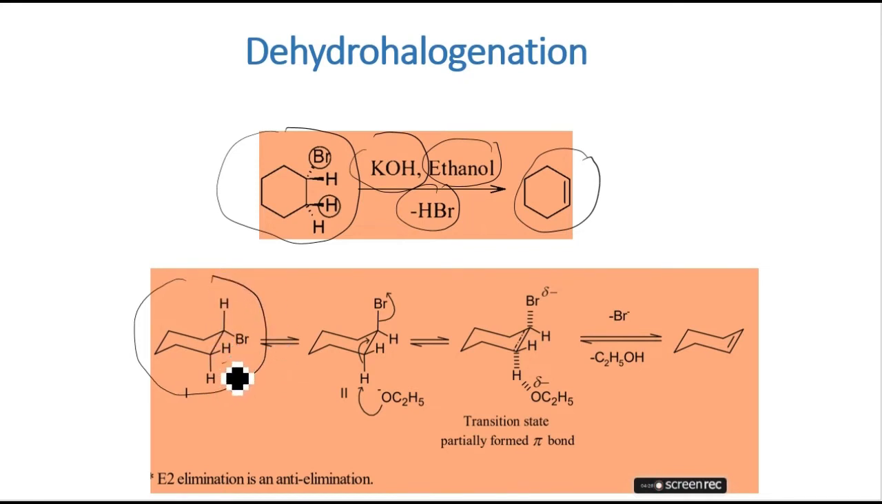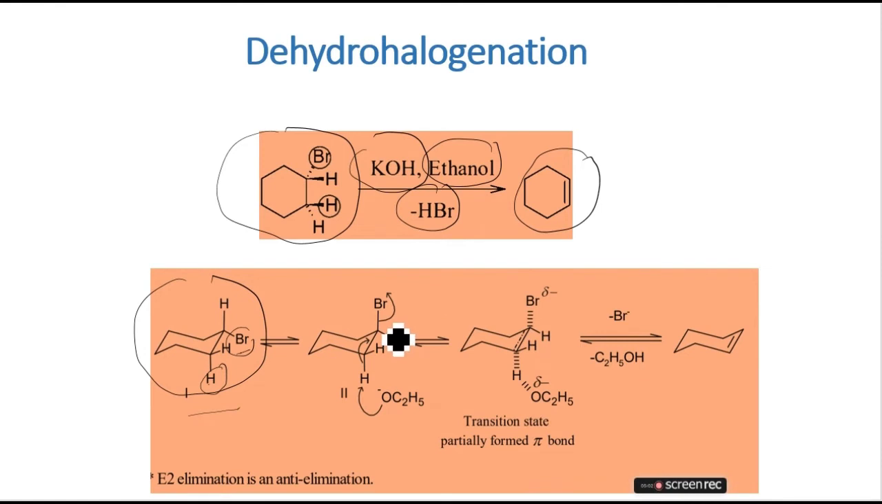In this chair form, this hydrogen and this bromo are in the equatorial position. Both are equatorial positions. This is the axial position, this is the equatorial position. This hydrogen and this hydrogen, one is axial, one is equatorial, so they are cis. So there is no possibility. When this type of structure exists, the E2 mechanism will not happen.